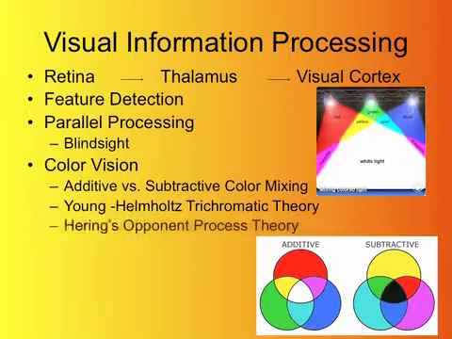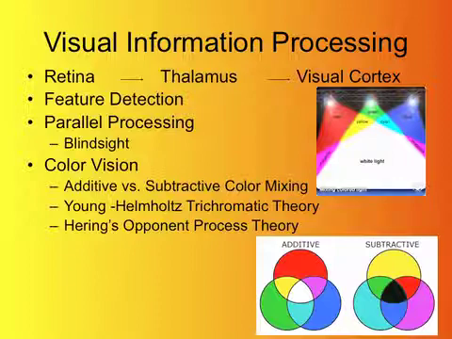Two other things related to color vision. Young and Helmholtz are going to come up with what's known as the trichromatic theory, and then Herring is going to come up with opponent process theory. So these are two competing theories that attempt to explain why or how our eyes see things in color.